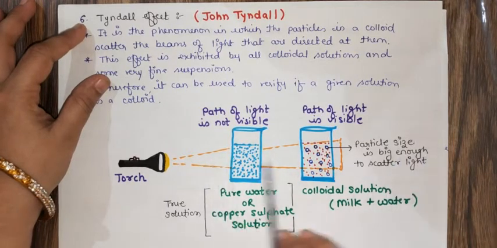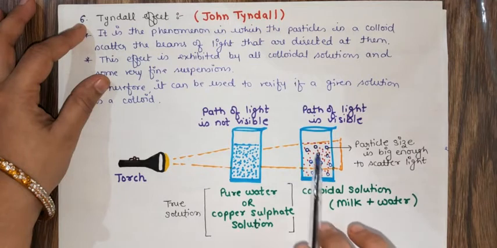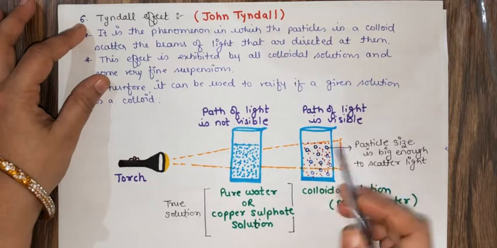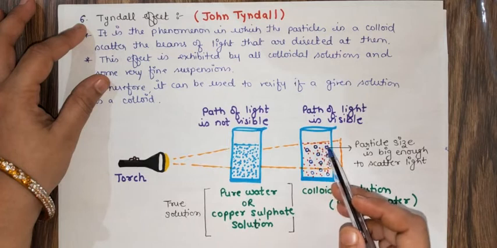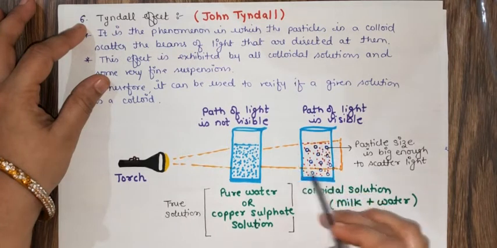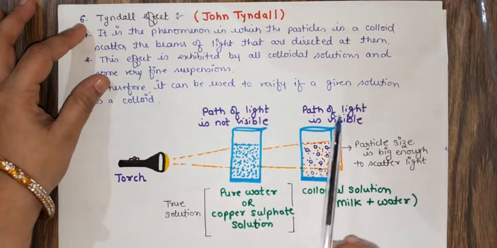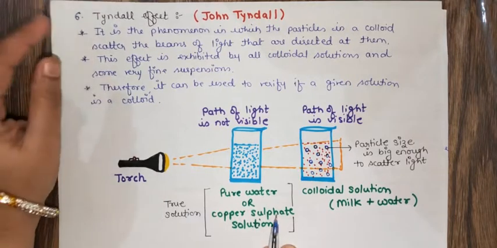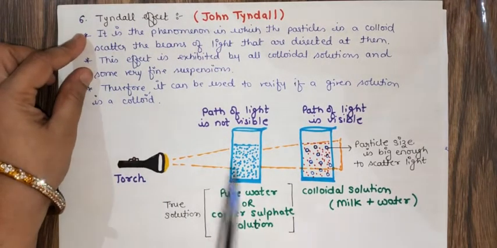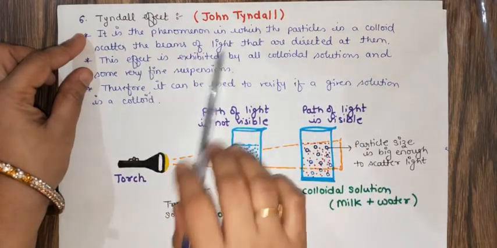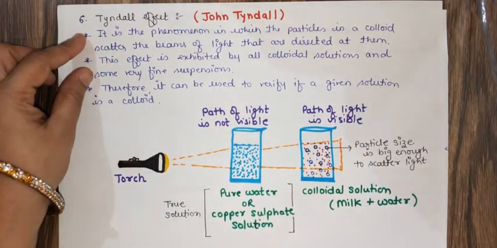Why? Because the light will hit the particles and pass through the spaces present between the particles, while in the case of a true solution this is not happening. That is why the path of light is not visible there, and here the path of light is visible. Now you can see that it is the phenomenon in which the particles in a colloid scatter the beam of light that is directed at them. So this is the Tyndall effect.